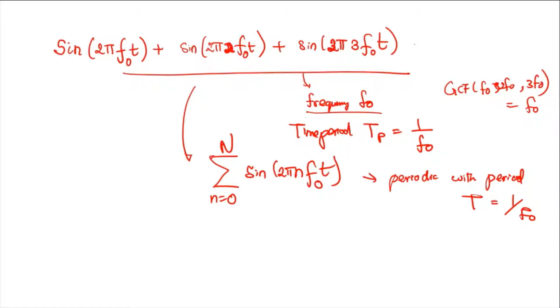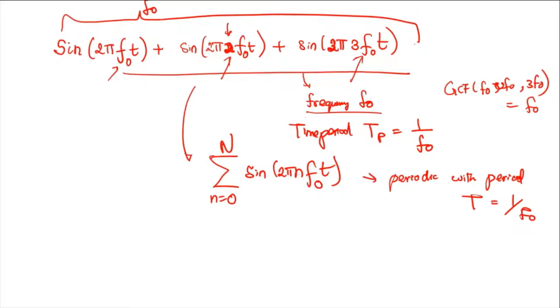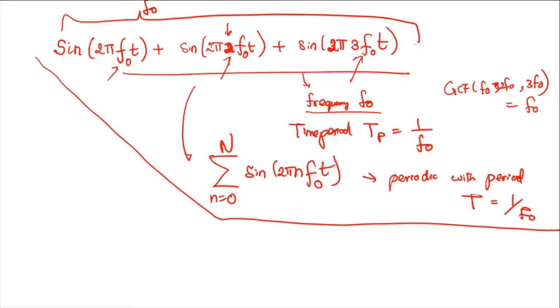Definitely f naught. So that means if you are adding a bunch of sine waves, each of them differing in frequency by an integer number, the first sine wave is of frequency f naught, the second sine wave is of frequency 2 times f naught, the third sine wave is 3 times f naught, and so on and so forth. The combined one is going to have a frequency of just f naught. This gives a hint as to what sine waves you would need to represent any function.